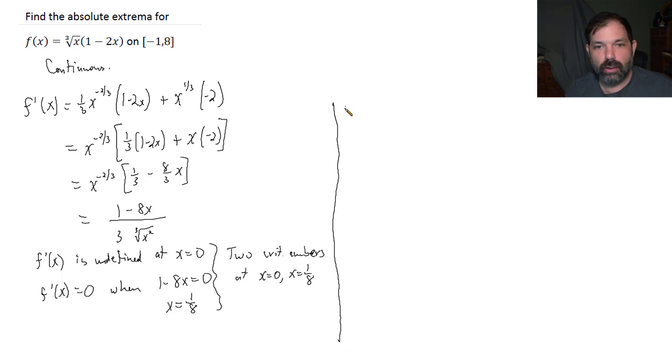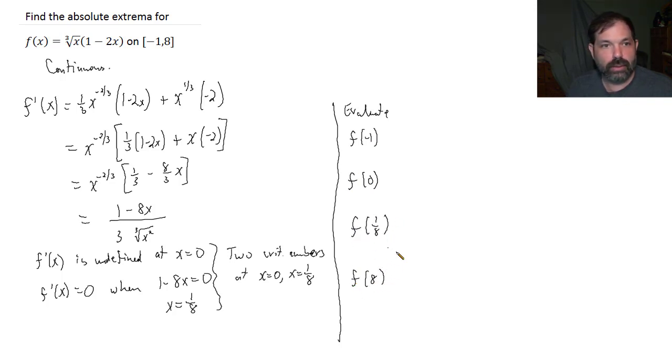All right, so let's evaluate. Let's do this in numerical order: f of negative 1, f of 0, f of 1/8, and f of 8. F of negative 1 would be the cube root of negative 1, that's negative 1, times 1 plus 2, so that would be 3. So f of negative 1 is negative 3.